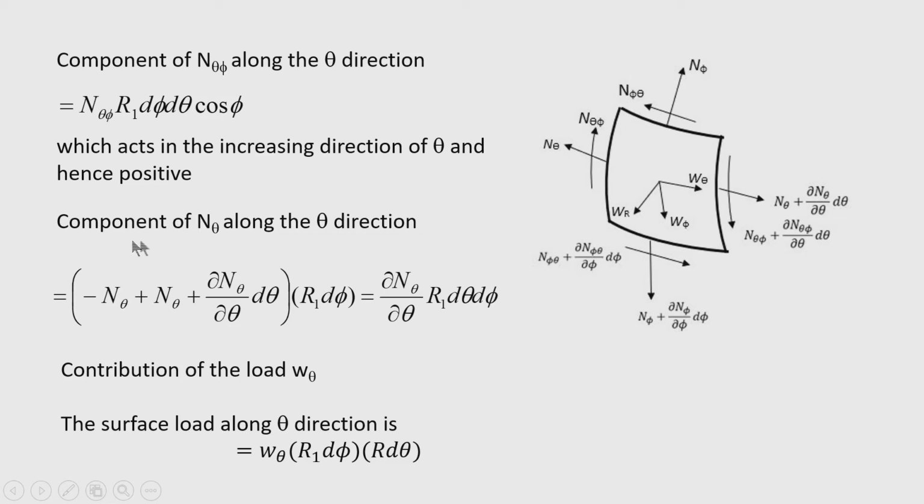So, we have got all the components along the theta direction except the component of w. The component of w along the theta direction, let it be denoted by w theta, and therefore the surface load along the theta direction would be w theta into the area of the element, which is r 1 d phi into r d theta. So, we get this component, all right.